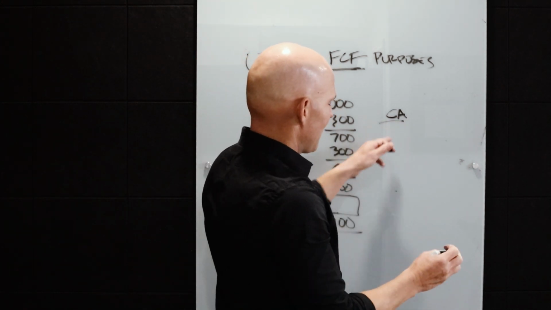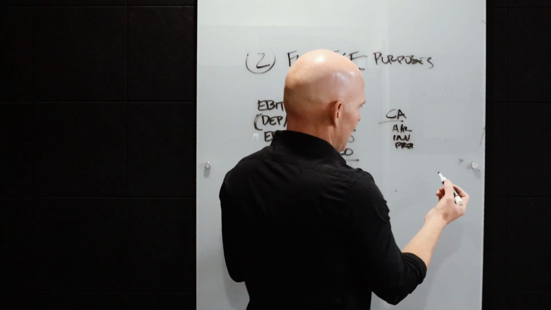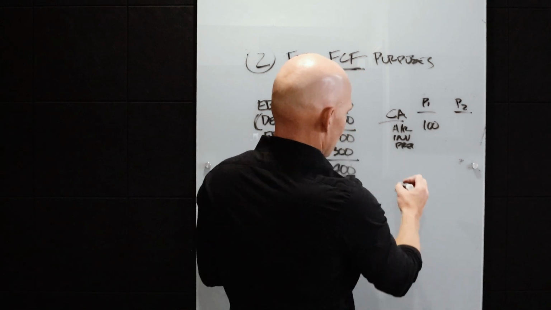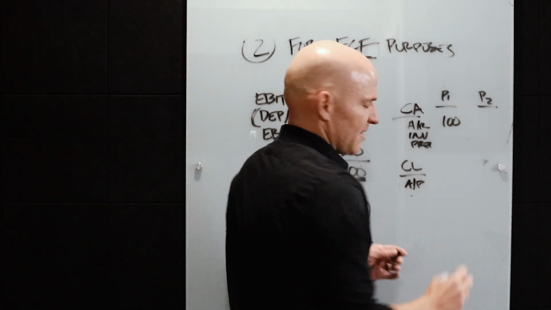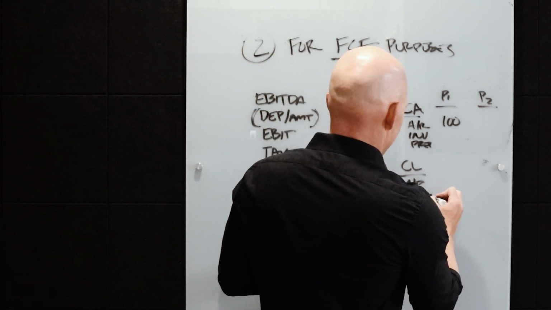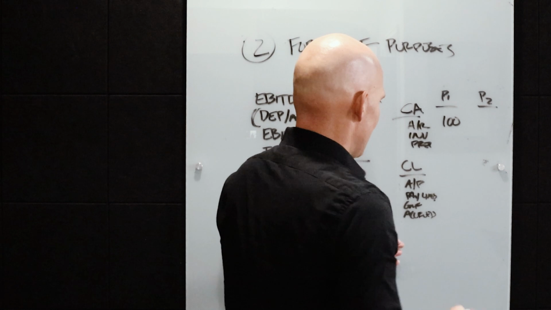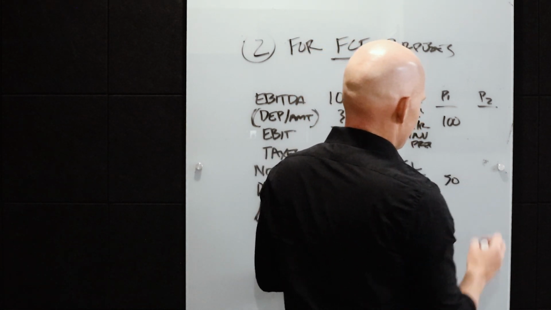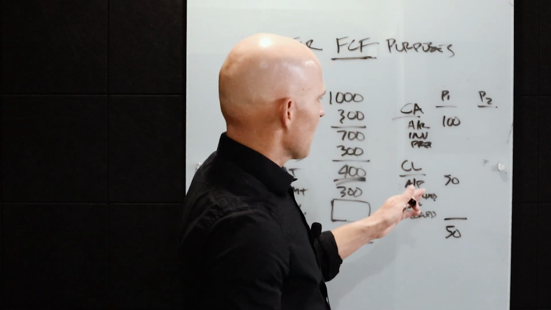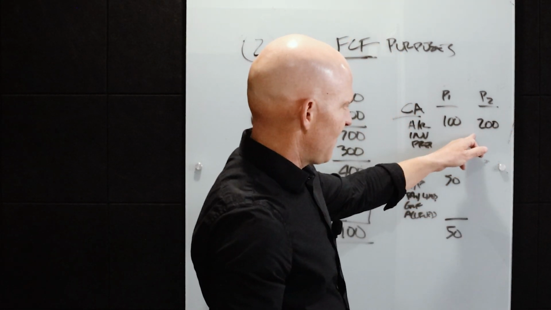So here I'm going to take all my current assets except for cash: my accounts receivable, my inventory, my prepaids, etc. And I'm going to come up with a number. Let's say it's 100 in period 1. And then I'm going to look at my current liabilities. I'm going to include all my current liabilities except for interest-bearing debt right here. So I'm going to have my AP, my payroll liabilities, my gift cards, my accrued expenses, etc. And let's say this is 50. All right, so for period 1, I'm taking my current assets minus my current liabilities, and I end up with 50.